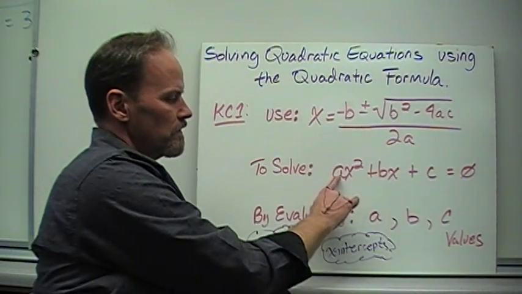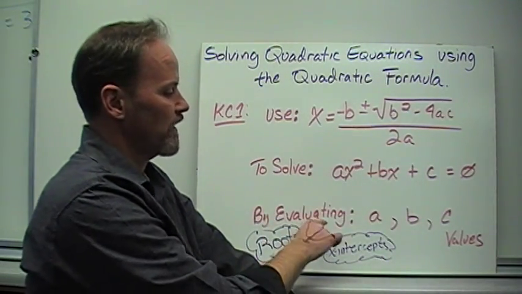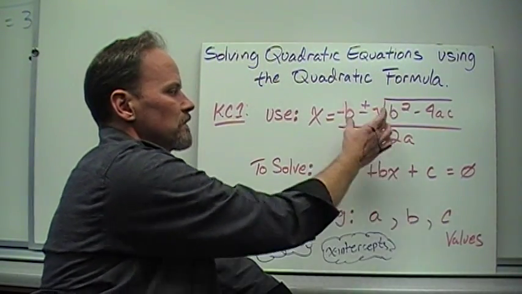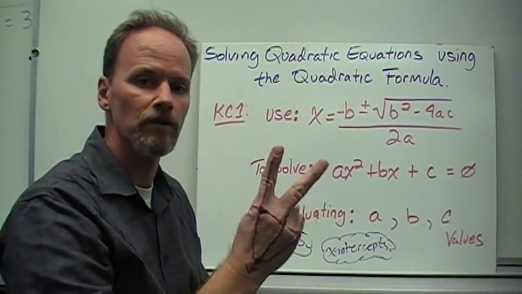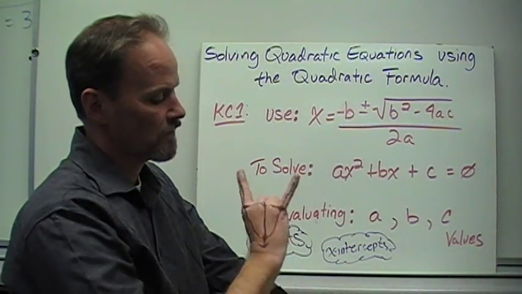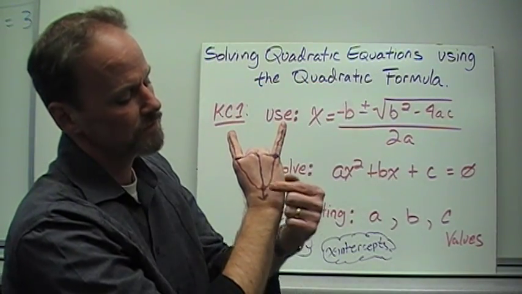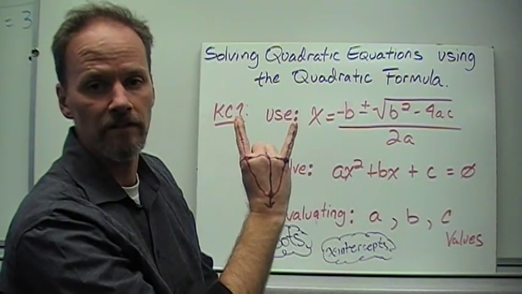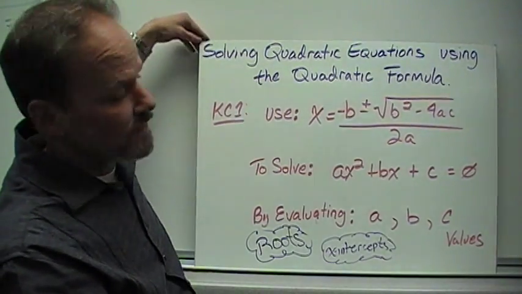We're going to use the a, b, and c values, the coefficients, by evaluating. So we're going to take the coefficients and plug them in here. And this is going to give us two answers. It's going to give us the roots, the x-intercepts for a parabola. Here's the x-axis, the vertex, the y-axis, and you've got the roots right on the x-axis. All right, so let's see how we do this.